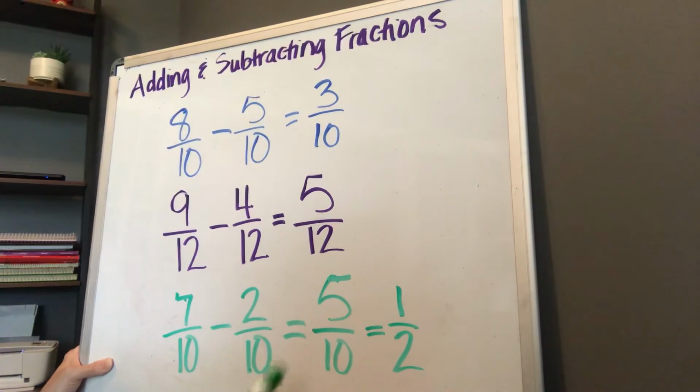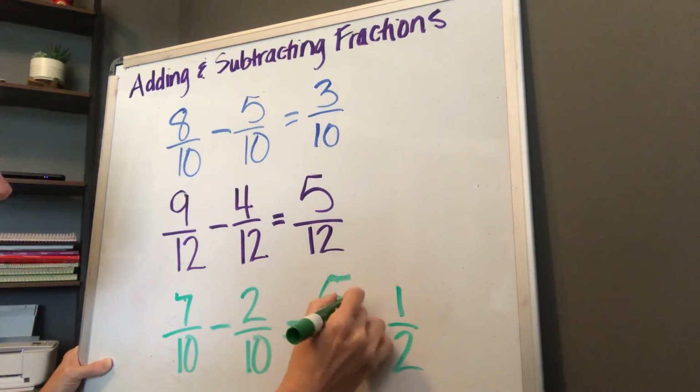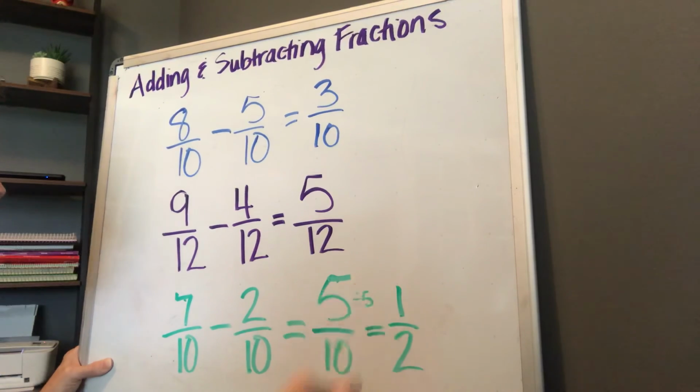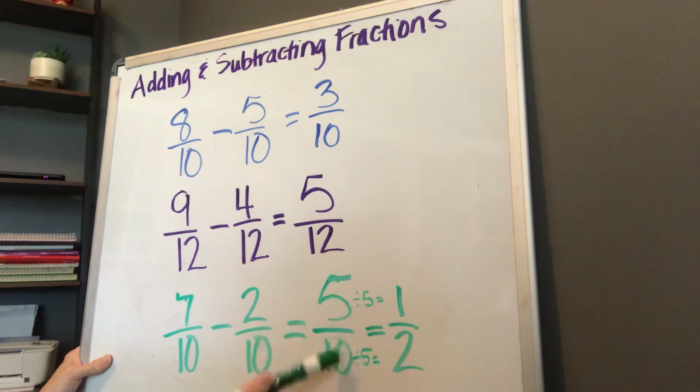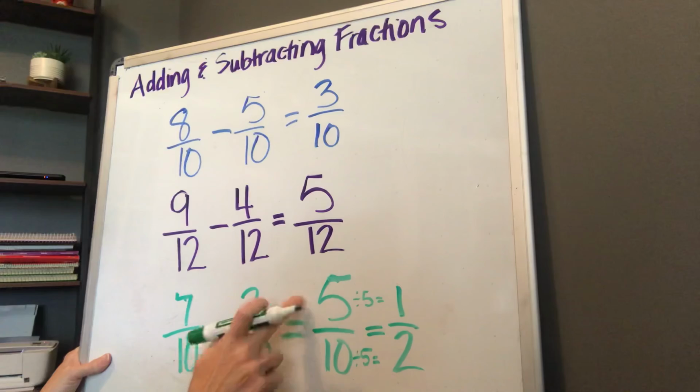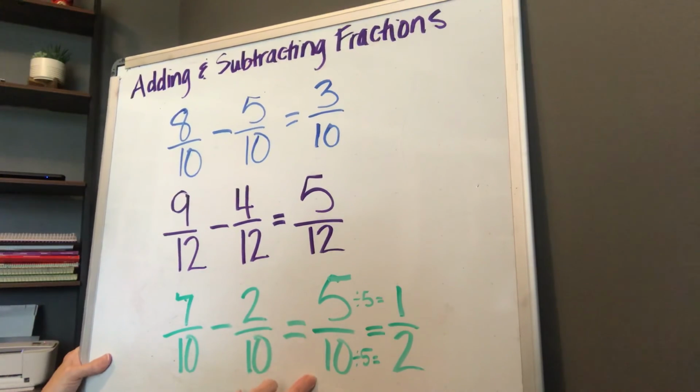You could have gotten that by saying, what is 5 divided by 5? That's 1. What is 10 divided by 5? That's 2. So if you're trying to find factors of both 5 and 10, that would be 5. Or you might just have recognized that 5 is half of 10. So 5/10 is equal to 1/2.